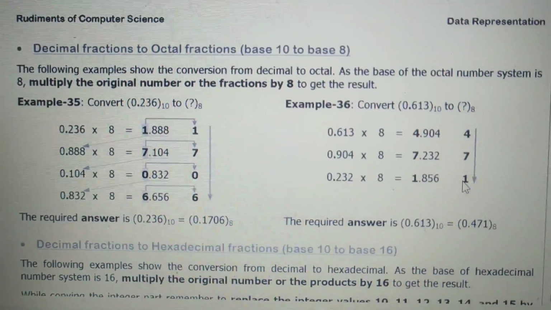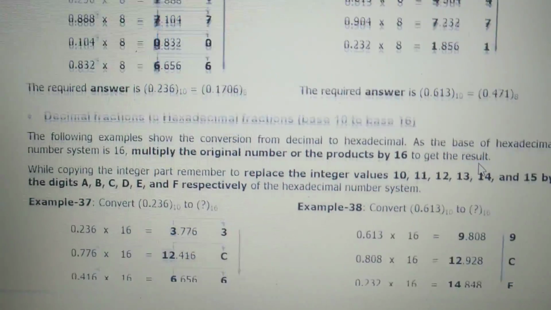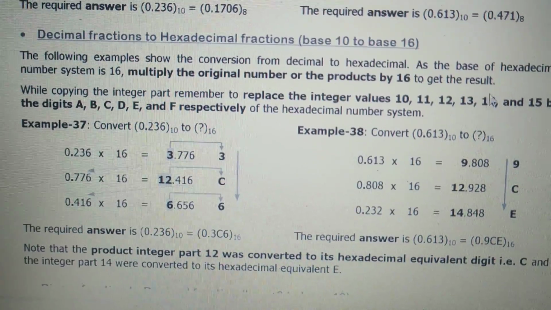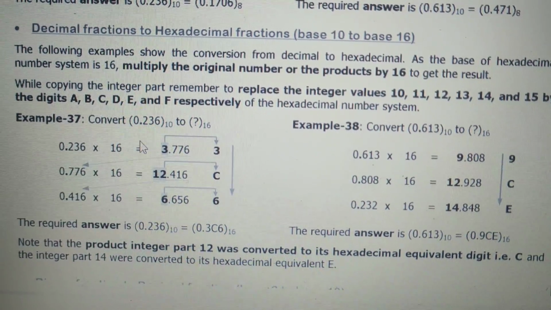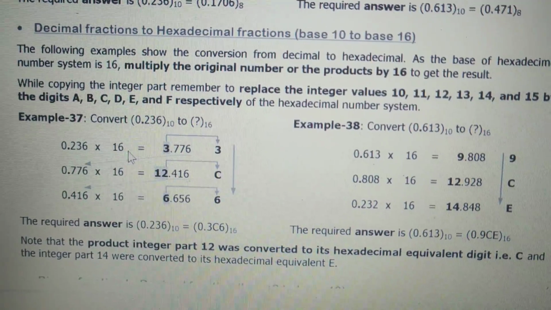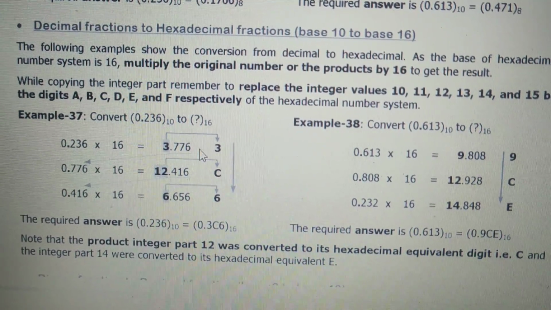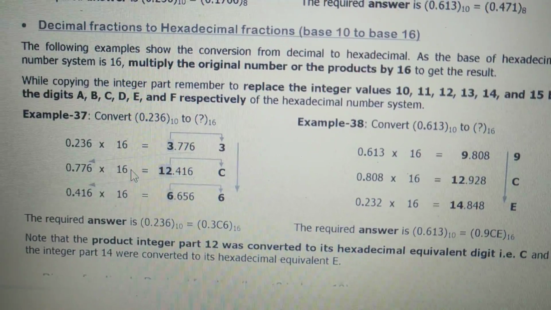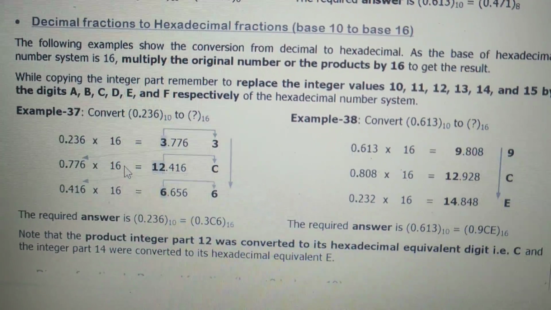Okay. Now quickly we come forward to decimal to hexadecimal base conversion. Okay, so now we start. The example is 0.236, and we multiply with 16. The answer is 3.776. So 3 I kept aside and 0.776 again we multiplied with 16. So what result are we getting?